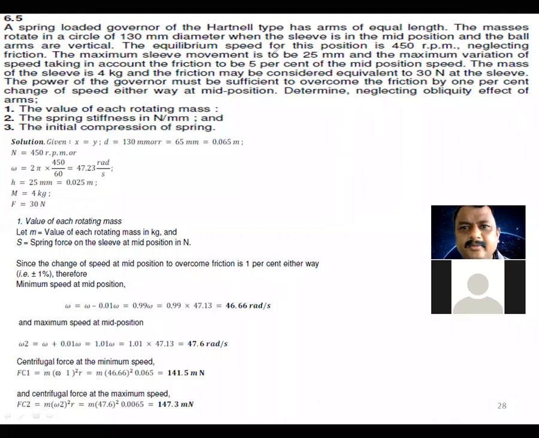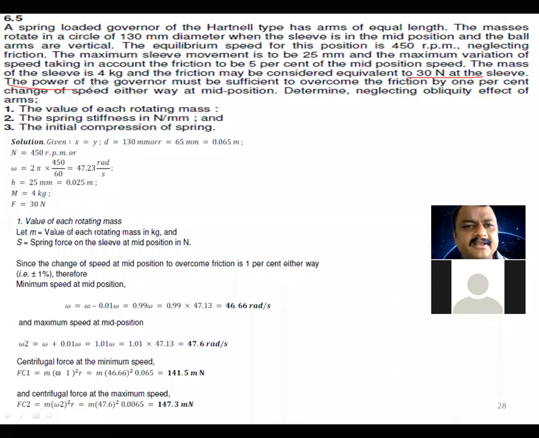The maximum sleeve movement is to be 25 millimeter. The maximum sleeve movement is H equal to 25 millimeter at the maximum variation of speed, that is at maximum speed, taking friction into account. Friction is F. There is a 5% increase in the speed due to the friction. The mass of the sleeve is 4 kg. What is this mass of the sleeve? Capital M. In the previous problem it was not given, but in this problem they have given it. So you have to consider the value of capital M. And the friction may be considered equivalent to 30 Newton at the sleeve.